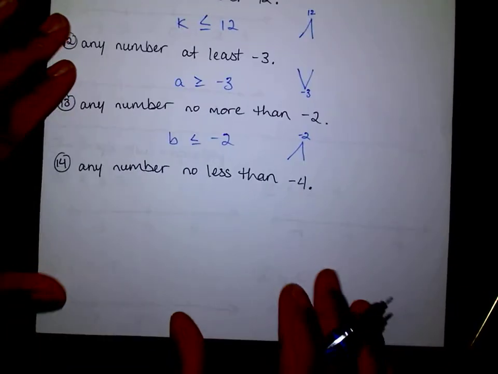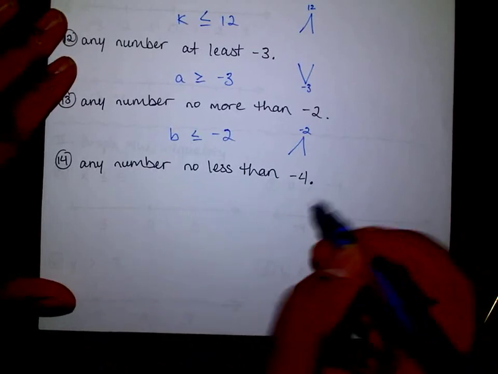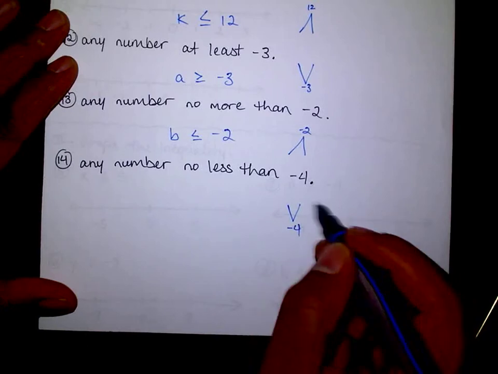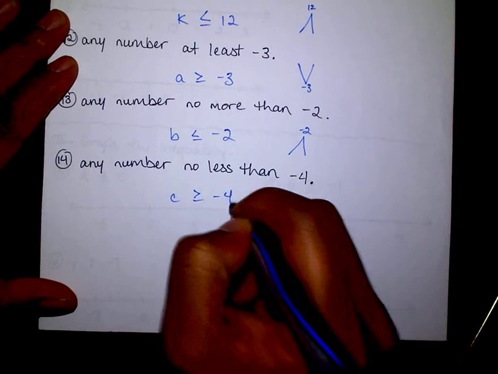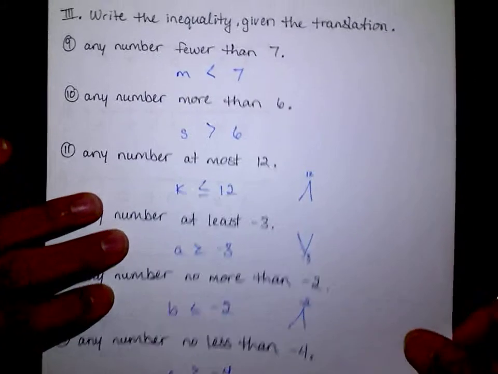Okay. Alright. And any number no less than. If it's no less, then that means it has to be on the bottom of everything, and everything else has to be above it. So greater than or equal to -4, and I said C. Alright. Let's take a look at the next set of review and practice problems.